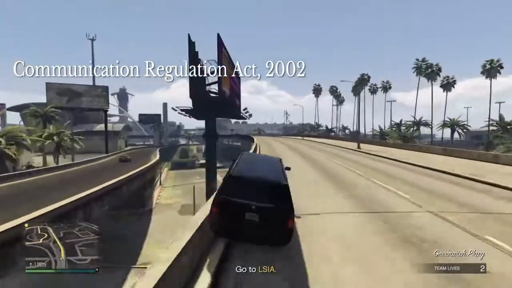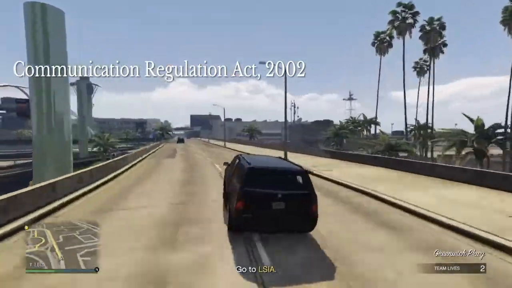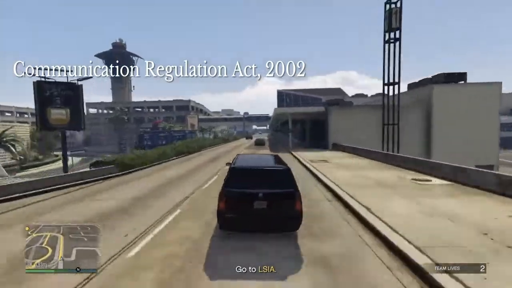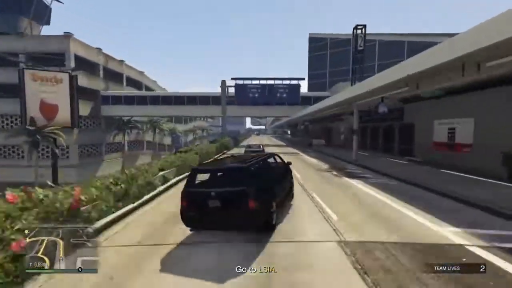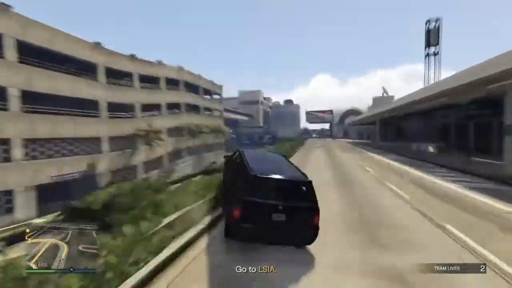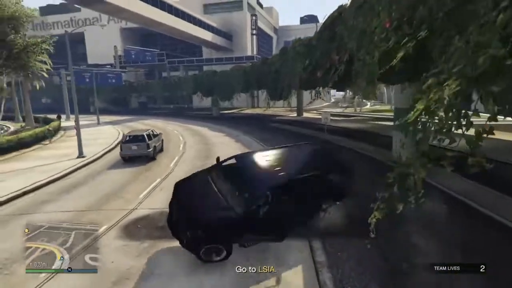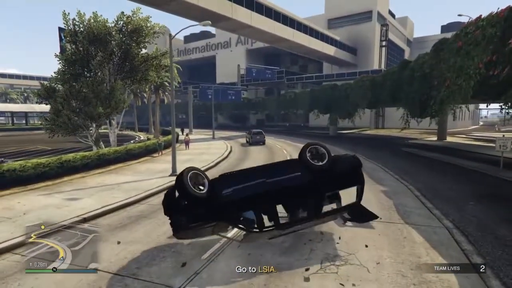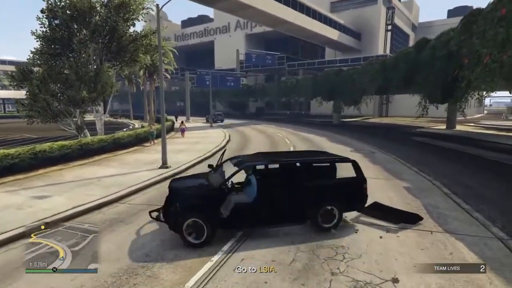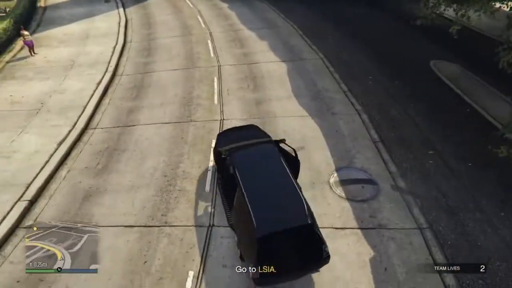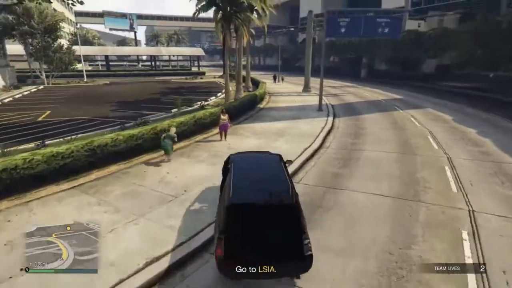The Communications Regulation Act 2002, or ComReg, is the statutory body responsible for regulation of the electronic communication sector in accordance with EU law, which is substantially transposed into Irish legislation. The Act has a range of functions in relation to the provision of electronic communication networks. ComReg has surveillance and enforcement regulations.